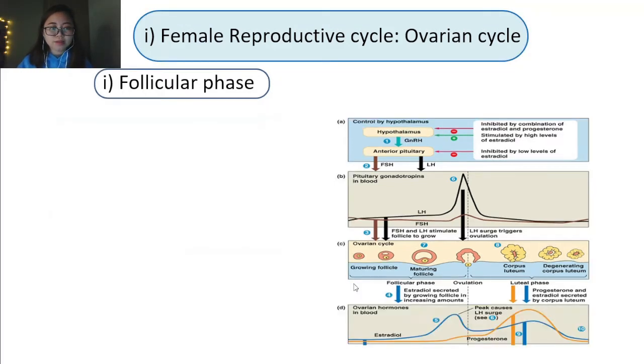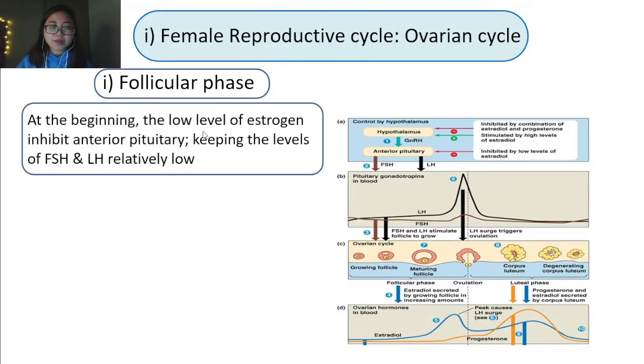And then what happens? In the beginning, the low level of estrogen will inhibit the anterior pituitary, keeping the levels of FSH and LH relatively low. Okay, pada mulanya, estrogen level agak rendah. Jadi, dia akan menyebabkan anterior pituitary tidak keluarkan banyak FSH, tidak keluarkan banyak LH. So, ini pun sikit-sikit, ini pun sikit-sikit, tapi itu follicle tetap membesar.